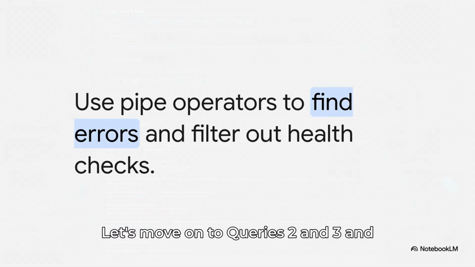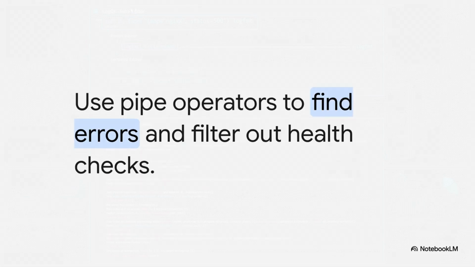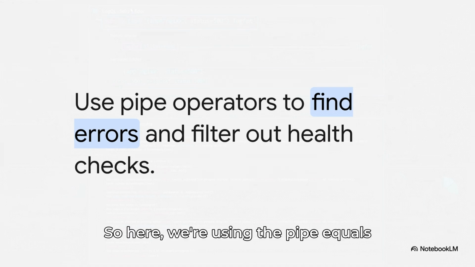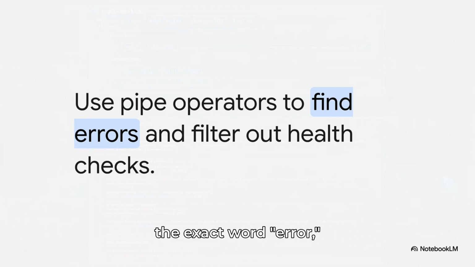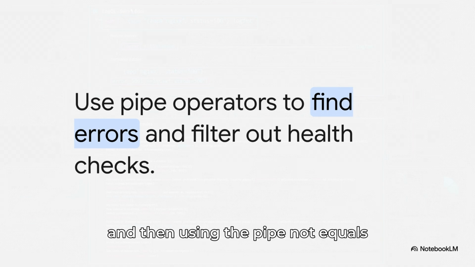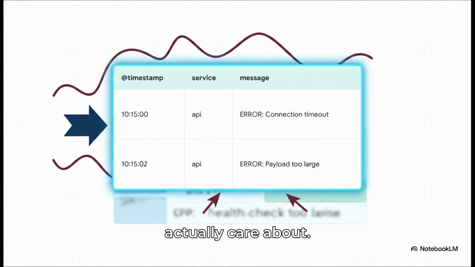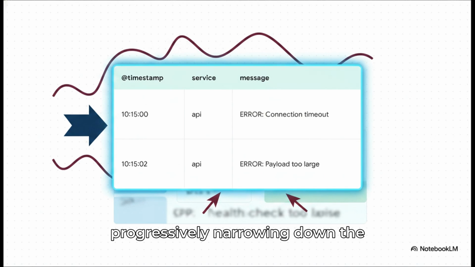Let's move on to queries 2 and 3 and see how this builds. Once you select a stream, you use line filters. So here we're using the pipe equals operator to find lines containing the exact word error, and then using the pipe not equals operator to strip out those annoying health check logs that always seem to clutter up the view. And boom, our results immediately show just the critical API errors we actually care about. The health check noise, completely gone. These filters execute from left to right, progressively narrowing down the results until you're left with exactly what you need.